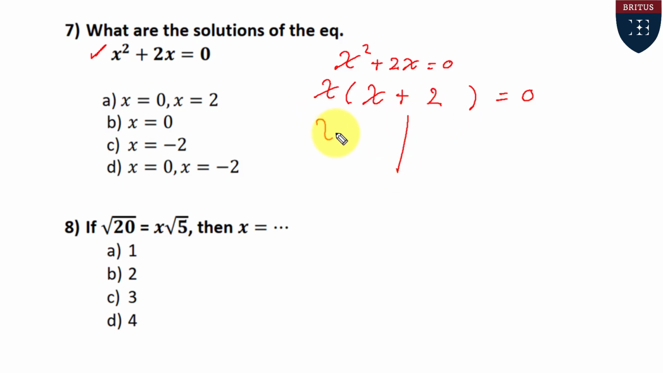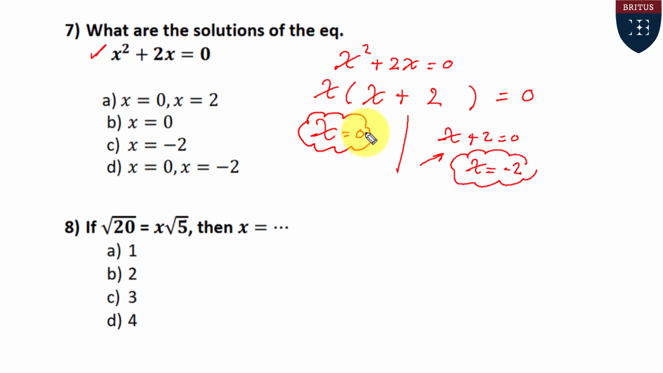Now we can say that we have x equals 0 and x plus 2 equals 0. From the second equation, x plus 2 equals 0, we can say that x is equal to negative 2. Now the values of x are x equals 0 and x equals negative 2. So the correct answer is D.